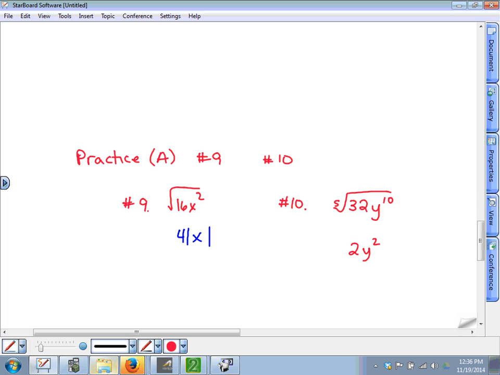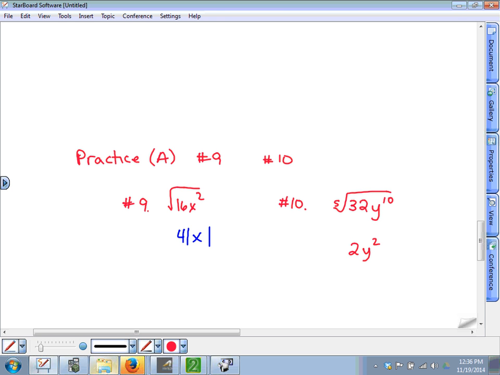Why does that one have to have an absolute value? We took an even root, right? And it came out with an odd exponent. X is really x to the first power, one's odd. That one's easy to overlook. That happens all the time. So it's a common mistake. It's pretty easy to make. Just got to make sure you watch yourself on that. Question 10, though. 2y squared.